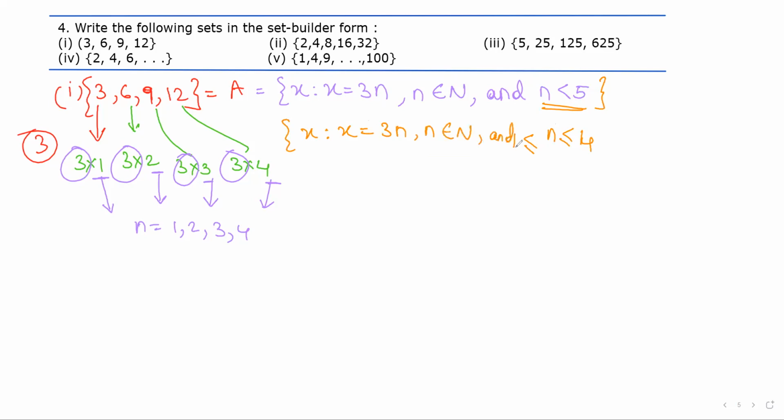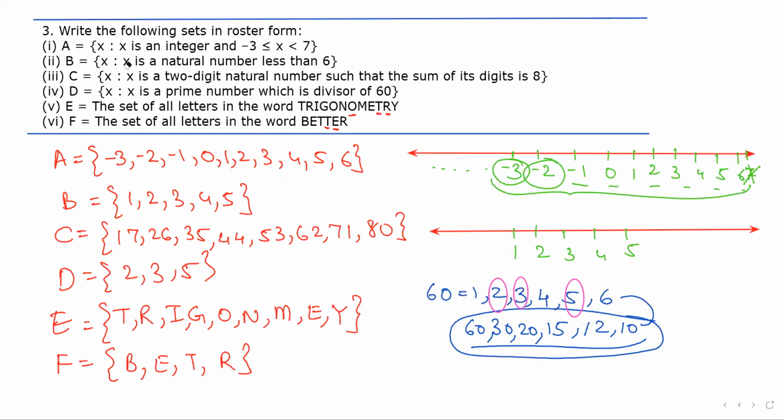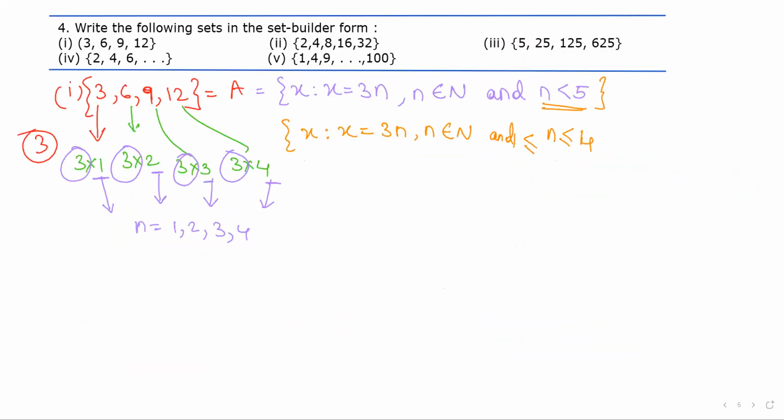Try to use as many symbols as possible and as few words as possible. In the previous question, we saw that you had x is a natural number. It is more wordy, where you could have easily written this as B is a set of all x such that x belongs to natural numbers and x is less than 6. So this is expected. A more concise, more reduced form is much more expected than a wordy set builder form.